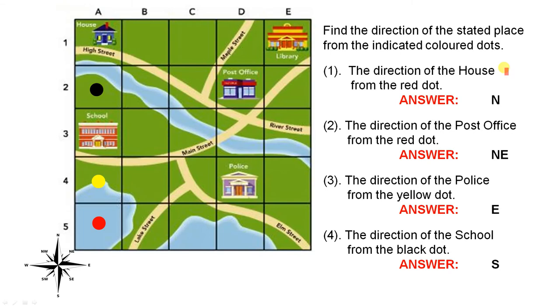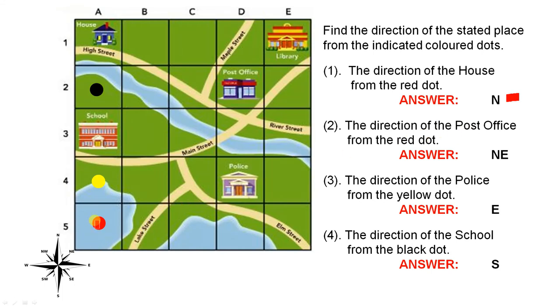The direction of the house from the red dot. Okay, there's the red dot. Now let's work out where the house is. There it is up there. So we use the red dot as the reference point. Since you're going in that direction, if you check the compass, that's north. So that's the answer.